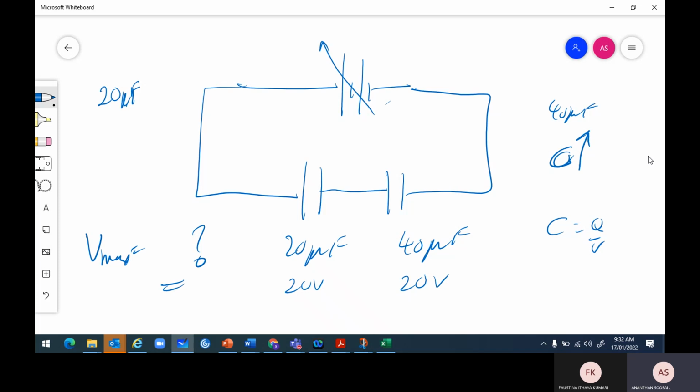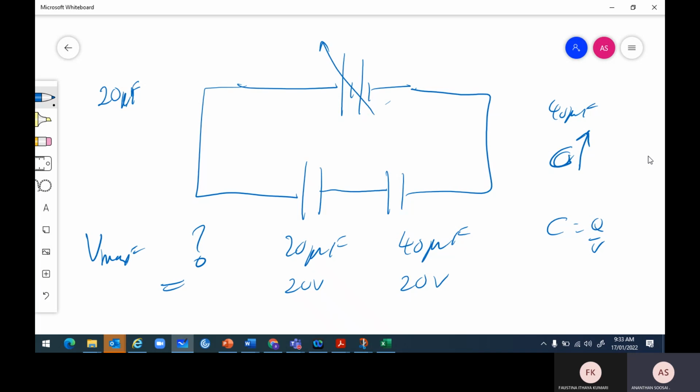How much voltage is used by the 40 at that moment? Half. That's 10. This capacitor uses 20 volt, so this capacitor will use how many volt? 10 volt, right? How did you get it? Because the charge is the same. Charge is the same, right?